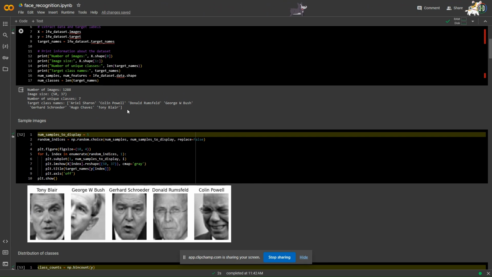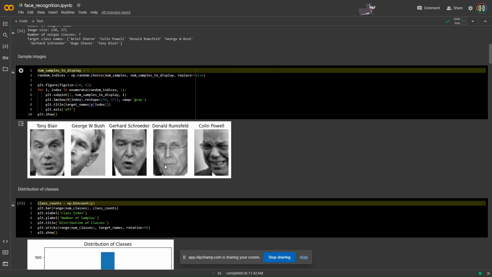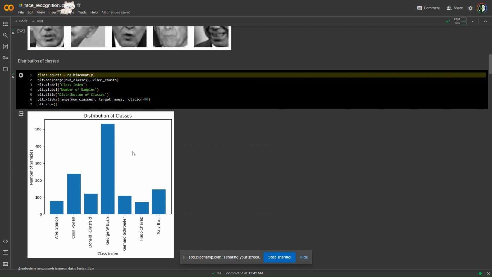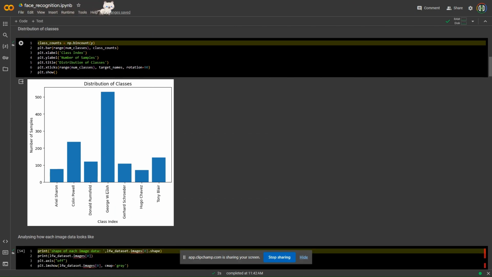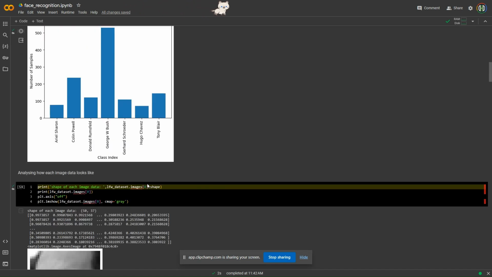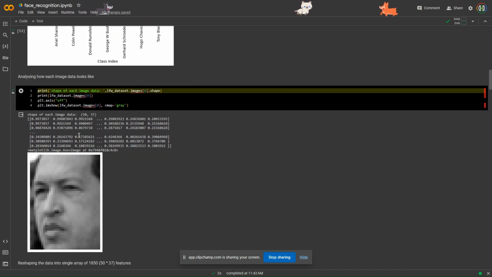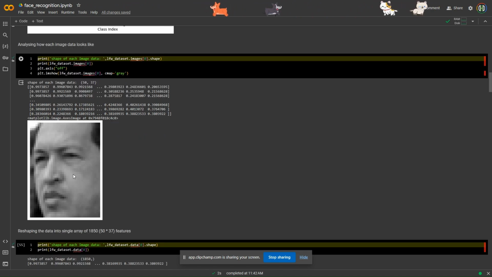The names for different people are given here. These are some sample images from the dataset with the labels and target names written above. This is the distribution of classes in the dataset. The maximum number of images are for George W. Bush, and there are a minimum of 70 or 74 images for each person. The shape of each image is 50 by 37, and here is a sample of what each image data looks like. Each value is between 0 to 1. That is normalized, and this is the example image of that.